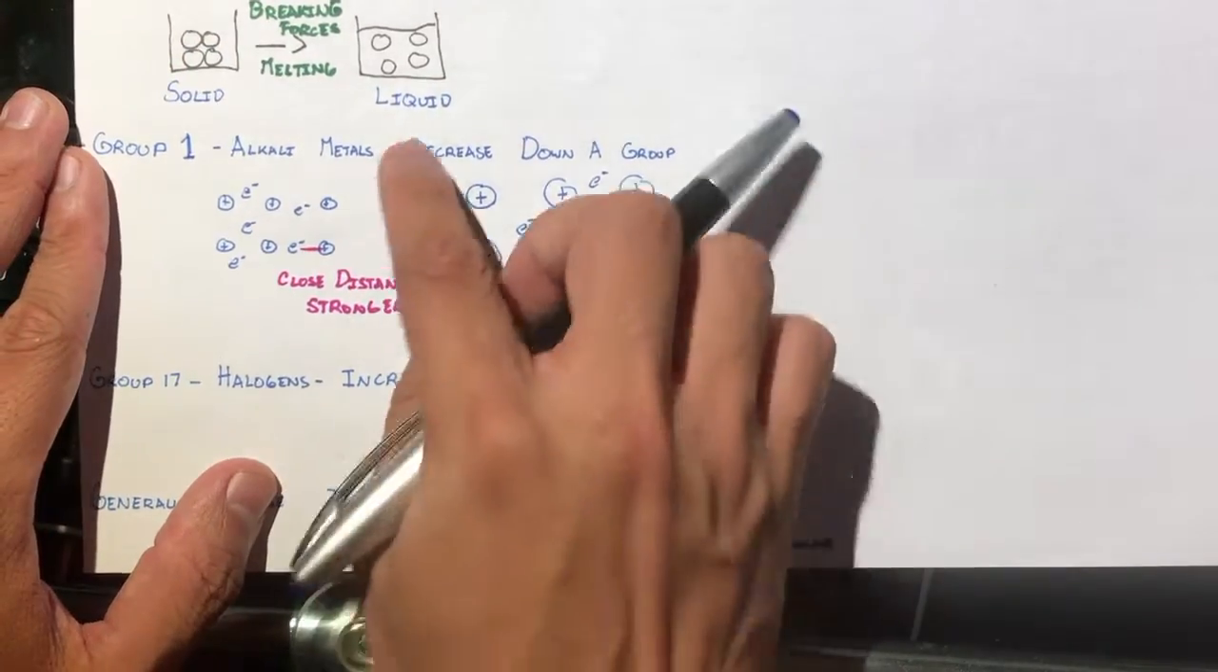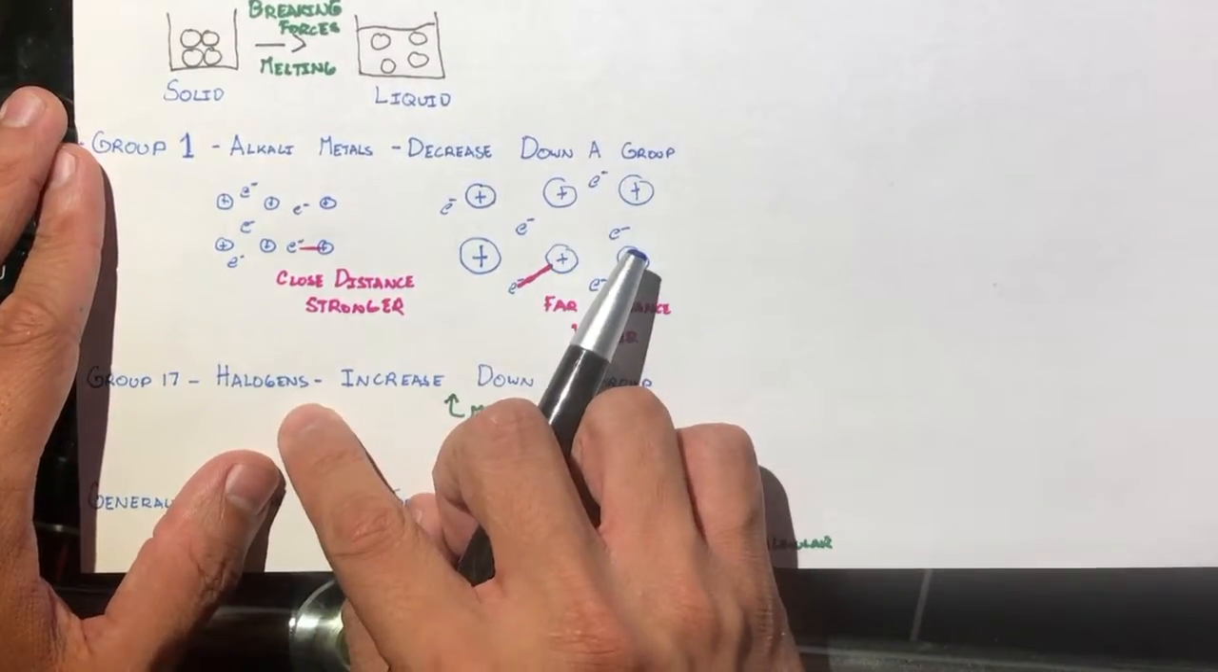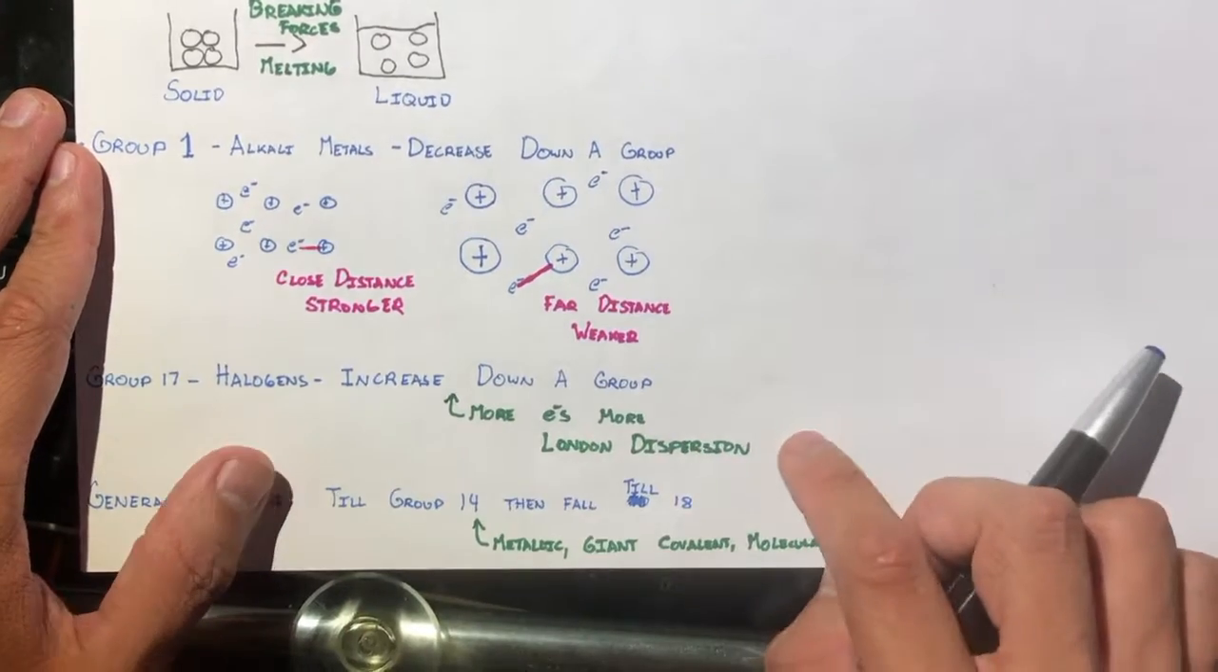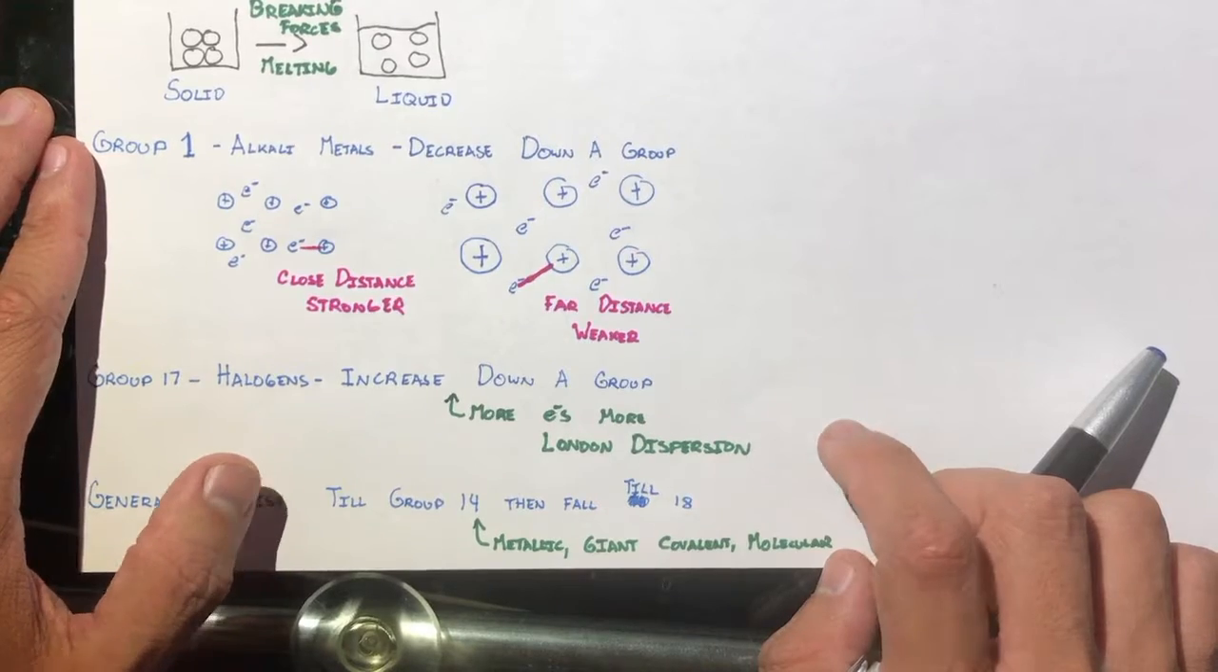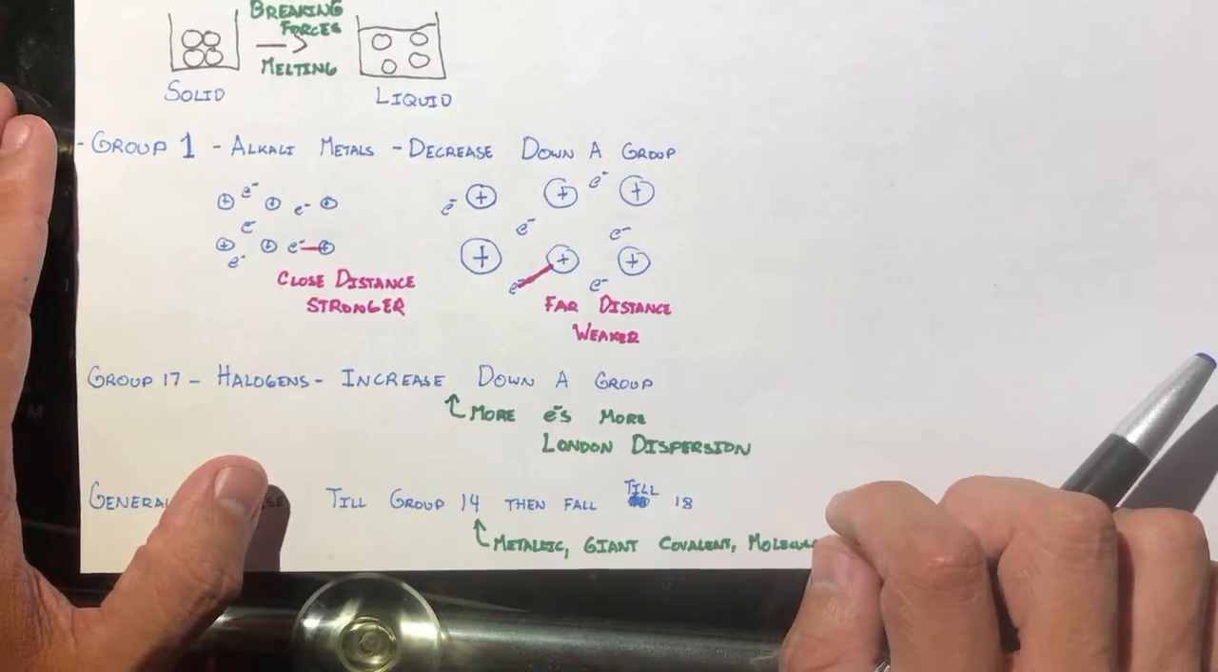Now for group 17, these are no longer metals. These are going to be covalent compounds. We'll talk about that more again. Sorry, I keep saying that, but we're going to talk about a lot in chapter 4. And hopefully it brings it all together and makes it all make sense.